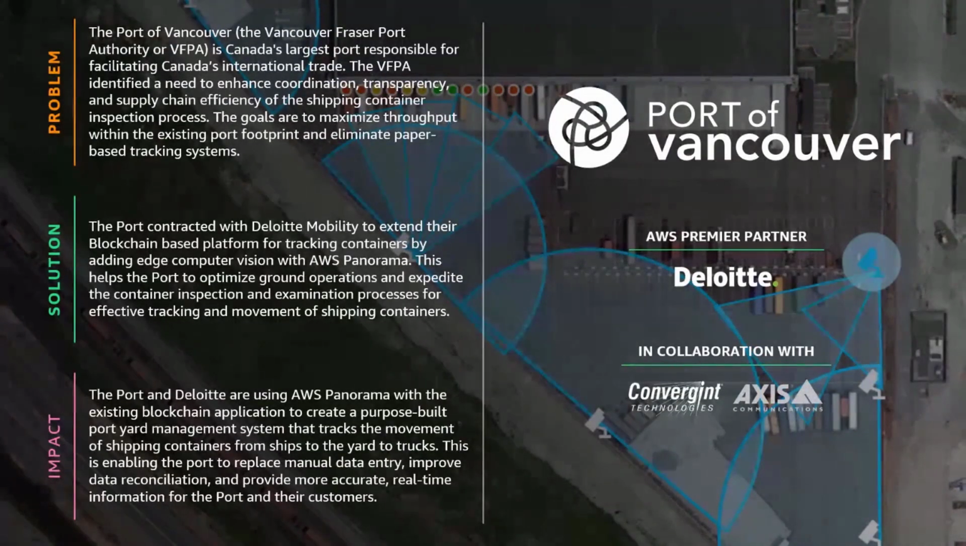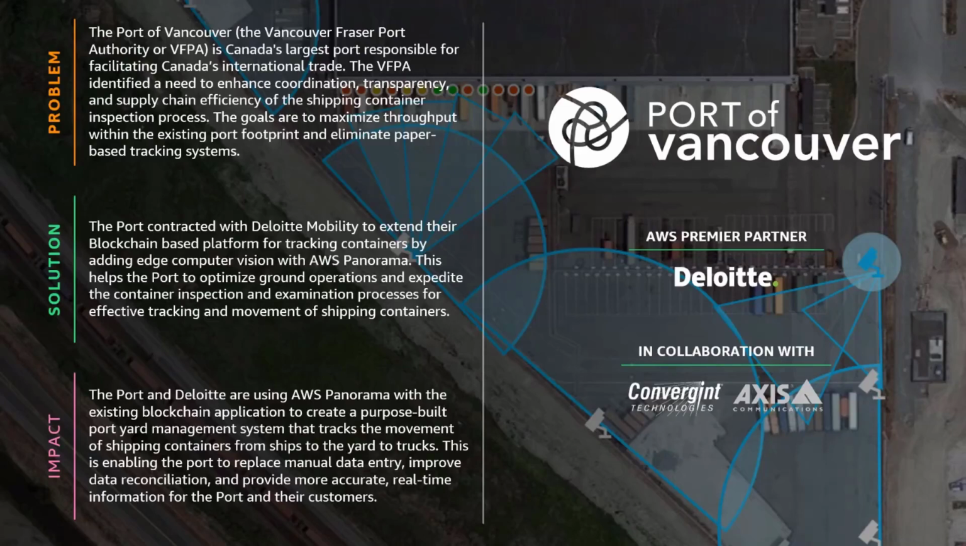So let's talk about a customer who has seen success with using AWS Panorama and computer vision at the edge. The Vancouver Fraser Port Authority, or VFPA, is Canada's largest port responsible for facilitating Canada's international trade. They had a need to enhance supply chain efficiency of their shipping container inspection process. And this was because reliable information on actual container examination operations was limited. Many processes were manual and information was distributed across multiple organizations.